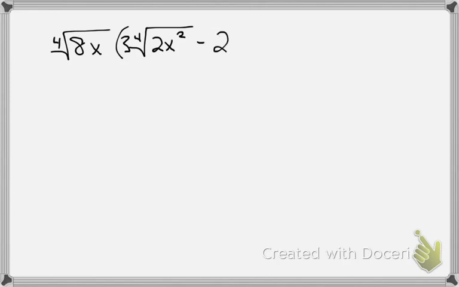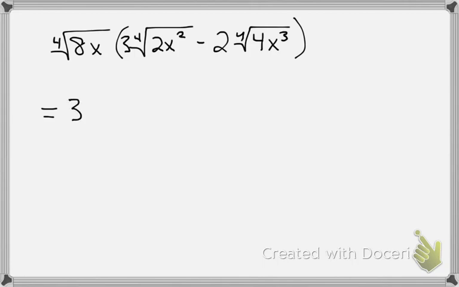Let's say we do a fourth root of 8x times 3 fourth root of 2x squared minus 2 fourth root of 4x cubed. All right, same thing. We're still just distributing a monomial throughout the binomial. You guys agree? So what do we get?